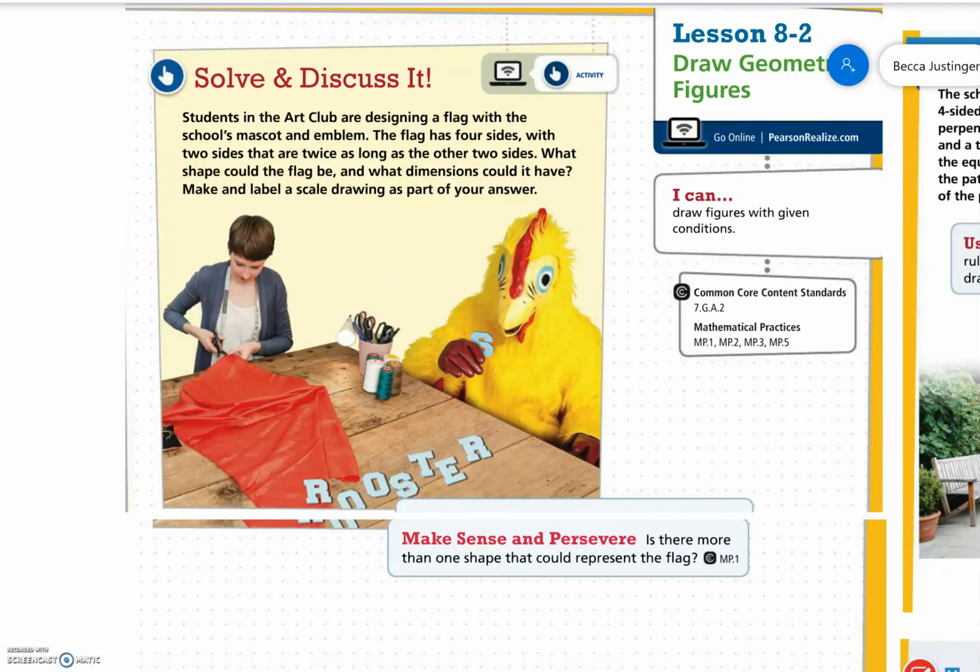Hi, 7th grade. Welcome to your second lesson of Topic 8. Today's lesson is Draw Geometric Figures. By the end of the lesson, I want you to be able to say, I can draw figures with given conditions. Solve and discuss it.